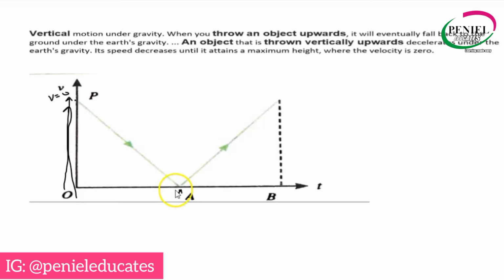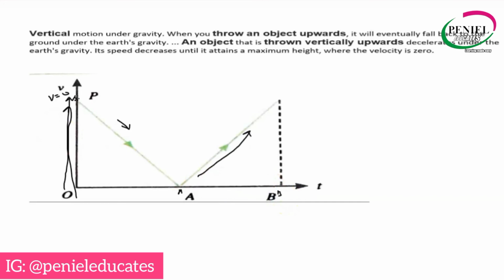Then the ball increases uniformly in speed as it gets to the ground at the time B. So the ball undergoes a deceleration or retardation and then an acceleration. It undergoes a deceleration at the time A when it's being thrown upward. Then it undergoes an acceleration when it's coming down, at the time B.